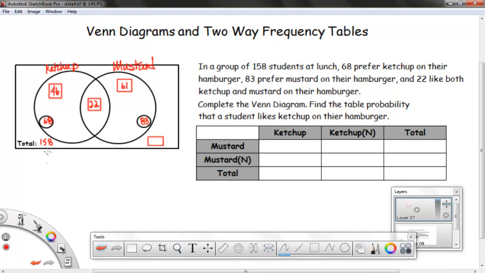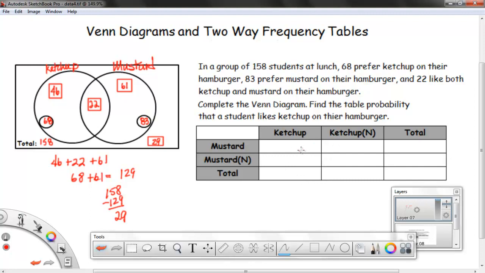So let's go ahead and add these up. I have 46 plus 22 plus 61. That would give me 68, plus 61, that gives me 129. Now I'll take 158, subtract 129, and that should give me those that like neither. So that will give me 29. So that means I have 29 people right here that do not like mustard or ketchup.